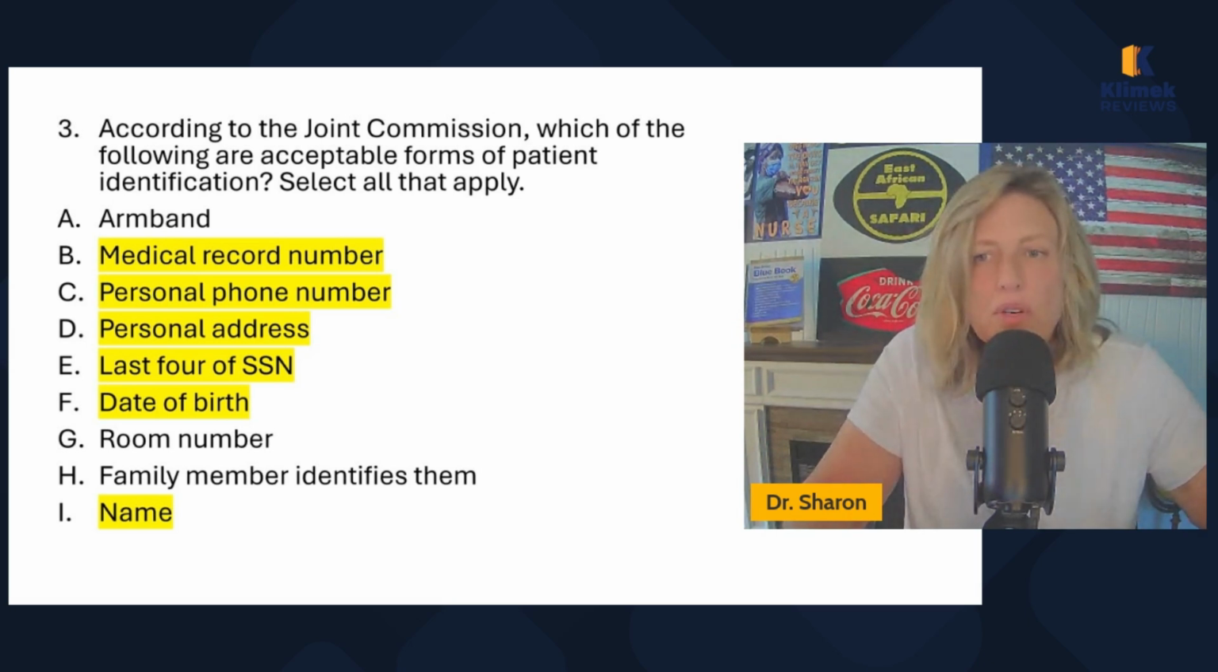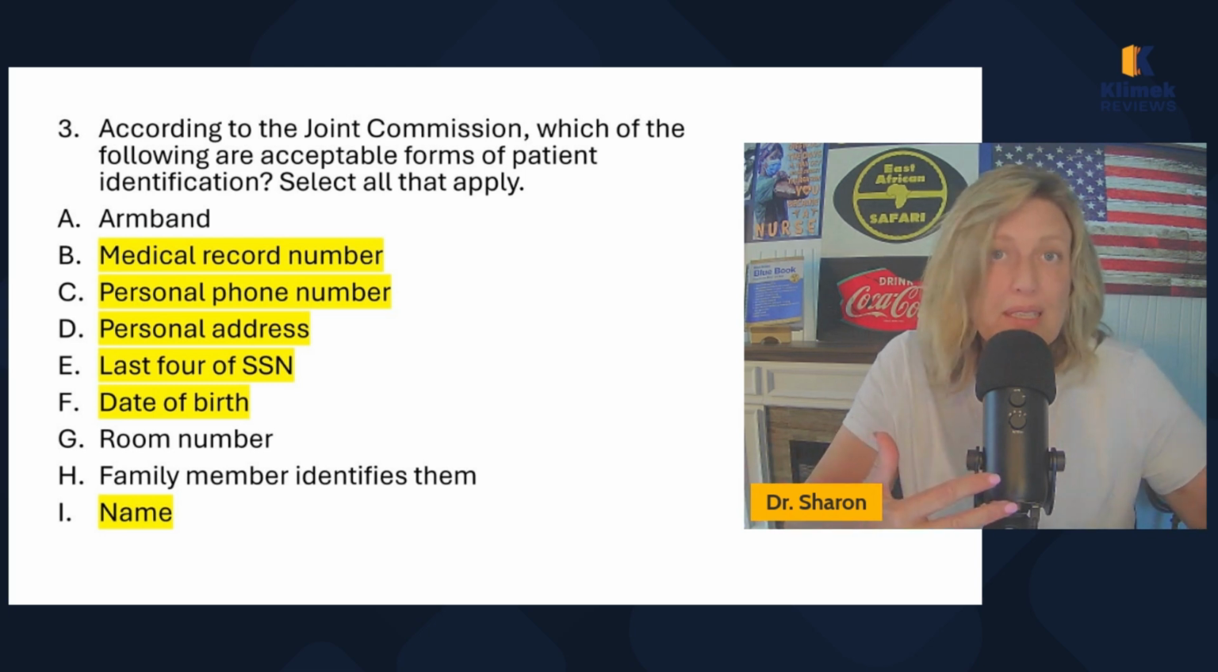The room number, you might say, is unique to the patient, but the room number can be assigned to multiple patients. They could have a roommate. The room has been assigned to somebody else in the past. The medical record numbers are never repeated. That's why they're so long.